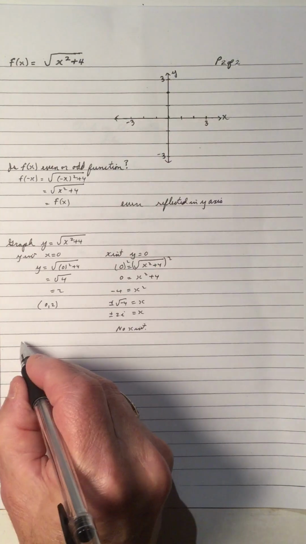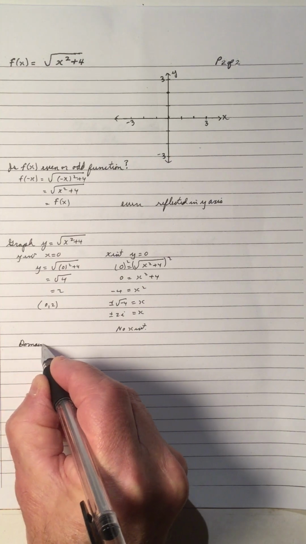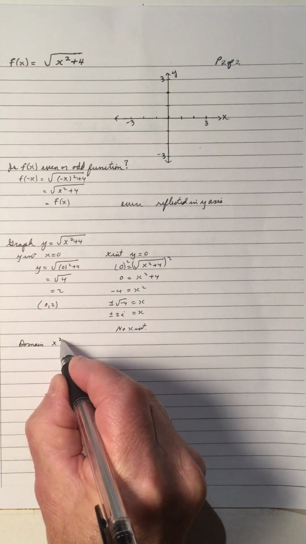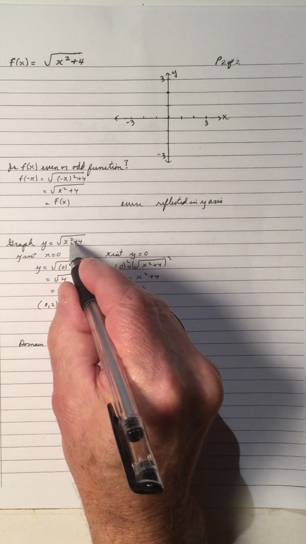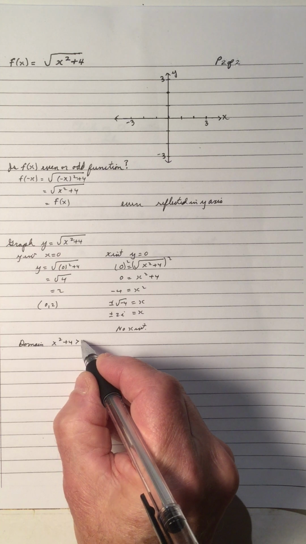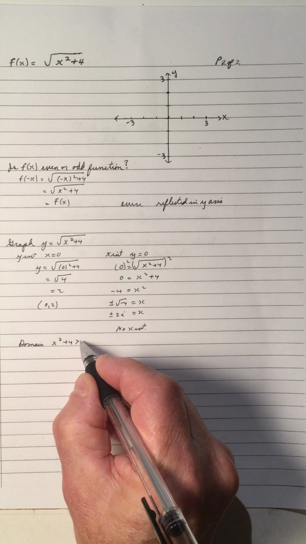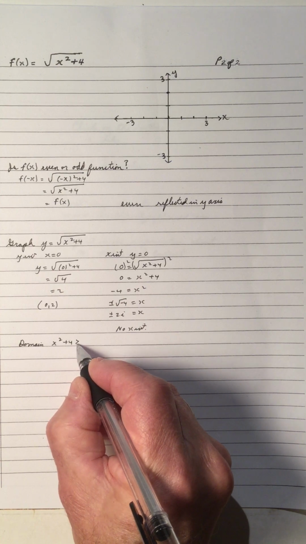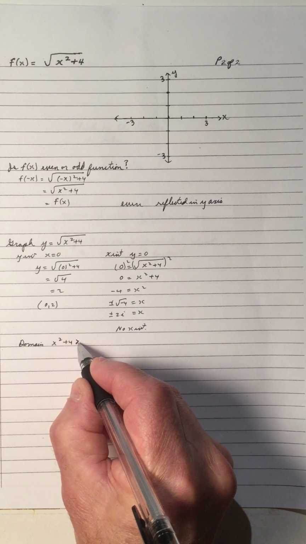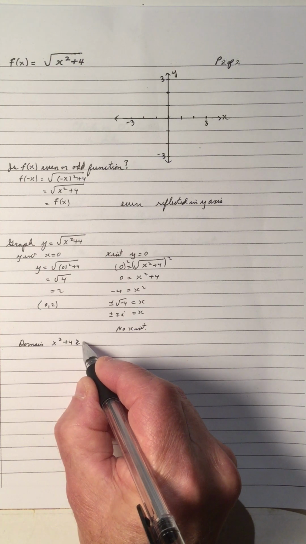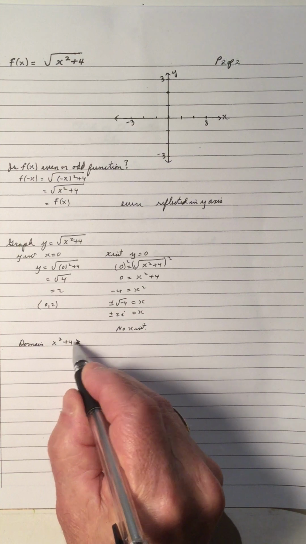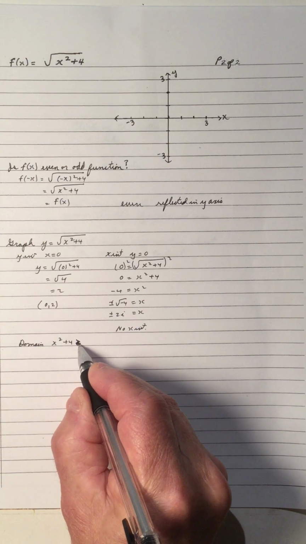Let's look at what we call the domain. The domain is the values of x. So that means that x squared plus 4 is underneath the root. So that's got to be greater than or equal to 0. But it can't be equal to 0, so it's got to be greater than 0.